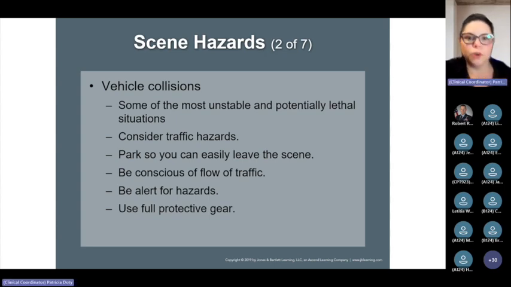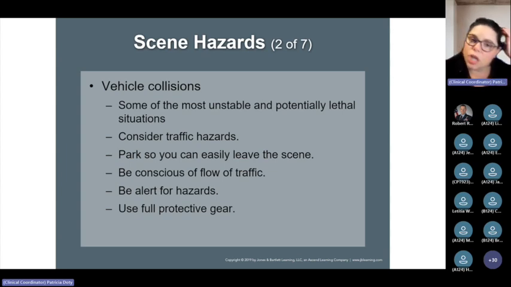From a vehicle collision, they pulled over on the side of the road to help, and they were hit, and it's a very sad situation. And that's not the first one. There are multiple things of that nature that happen. And so we have to be very cognizant of our surroundings as best as possible. So consider traffic hazards also. Park so you can easily leave the scene. You don't want to get blocked in.